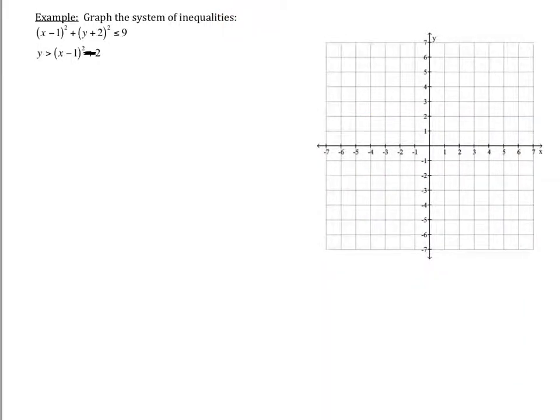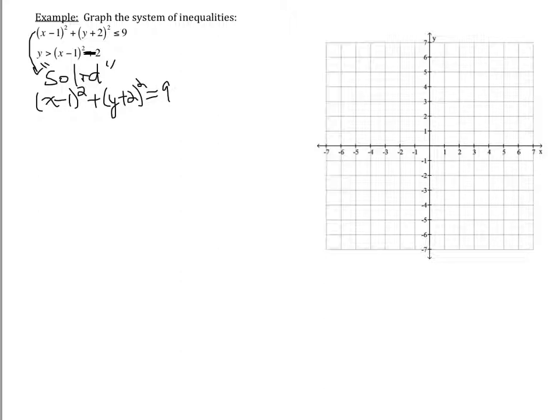In this example, we have (x − 1)² + (y + 2)² ≤ 9, and y > (x − 1)² − 2. Let's start with this first inequality. I'm going to remind myself that when I graph this one, to make it solid, because we have less than or equal to. And the associated equation is (x − 1)² + (y + 2)² = 9.